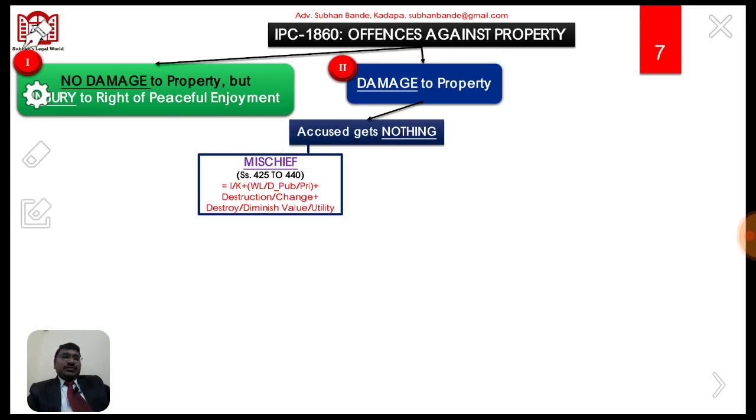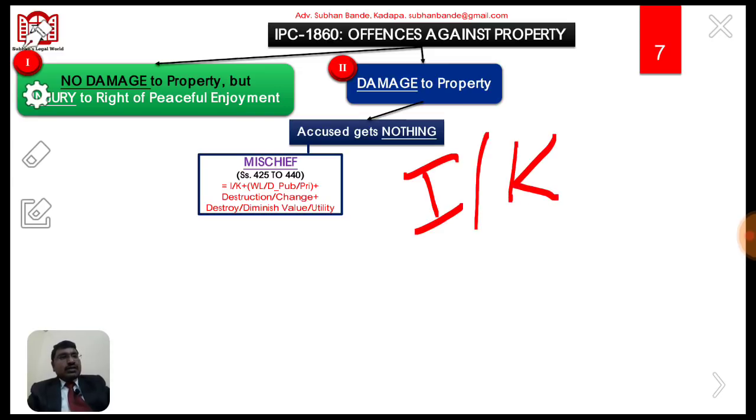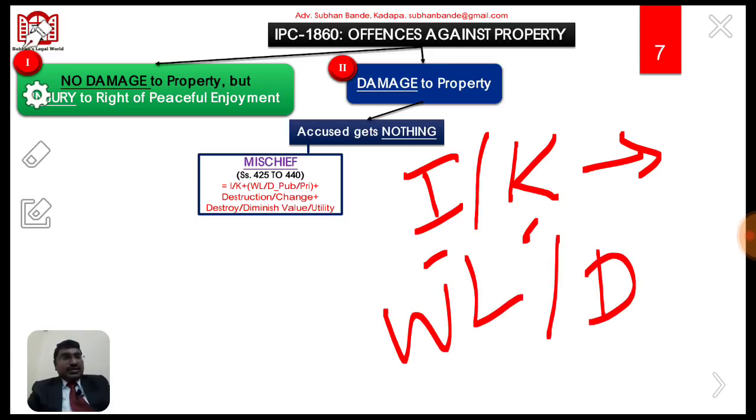The provisions related to mischief are explained from sections 425 to 440. In order to constitute the offense of mischief, it should fulfill certain characteristic features. The characteristic features are: the accused must have the intention or knowledge to cause wrongful loss or damage to the public property or private property.